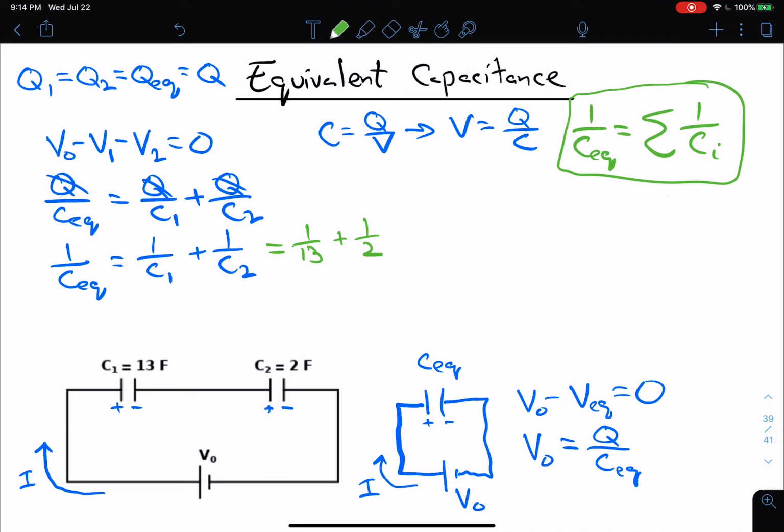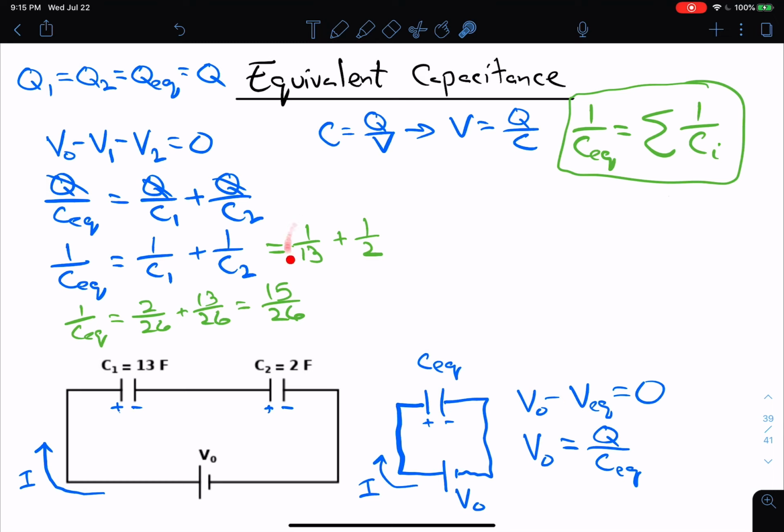I'm going to get the common denominator, which is 26. Okay. So I got 1 over CEQ equals, let's see, this is 2 over 26 plus 13 over 26, which is, of course, 15 over 26. This is not the answer. That's something I need to make very clear. This 15 over 26 is 1 over CEQ.